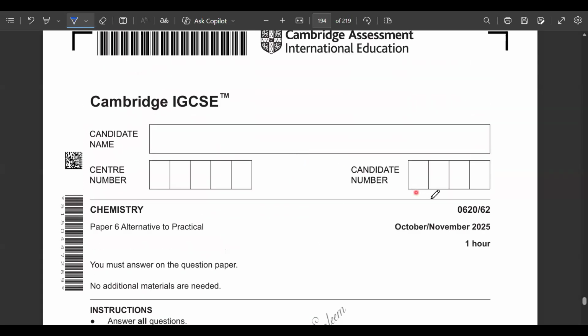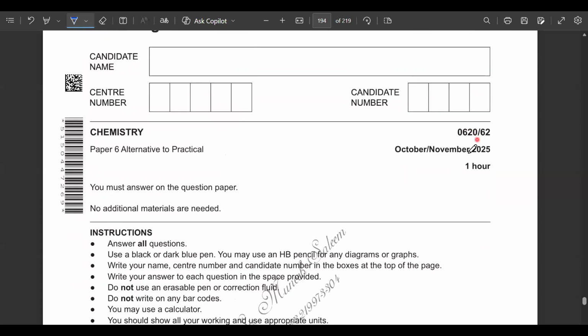Now the next paper is the second variant of paper 6, October 2025.